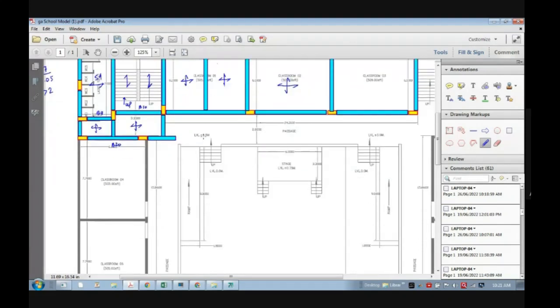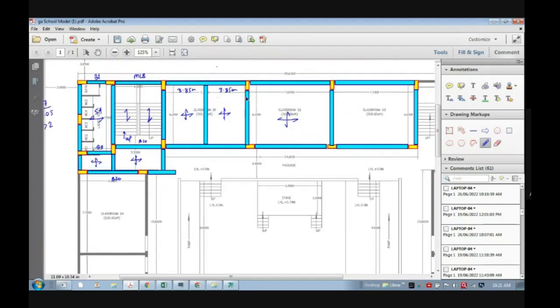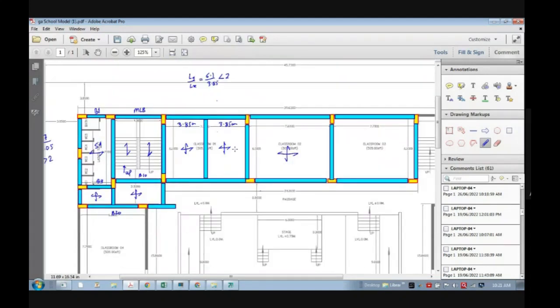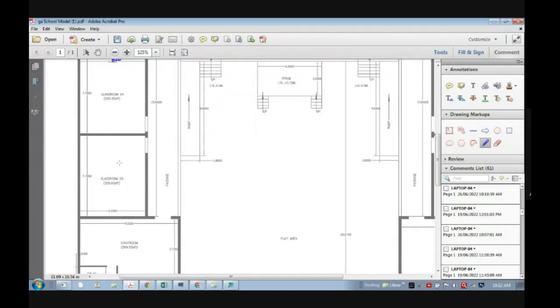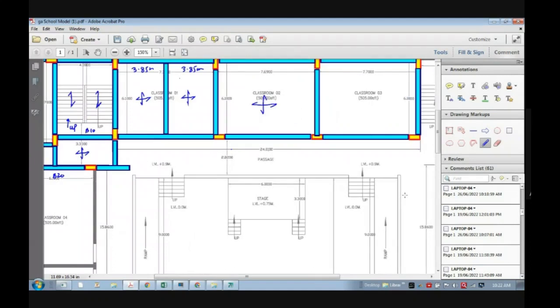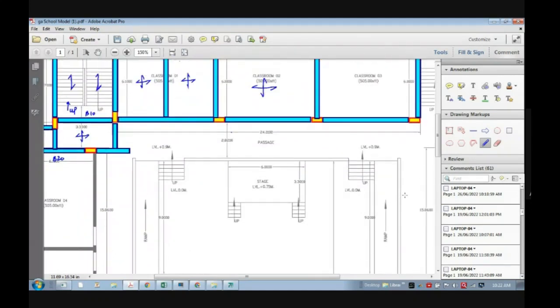So let's discuss the passage part now, so that this passage and classroom will be finished, because these classrooms are the same. So the framing which you have suggested here is applicable to the left side also. So there is no problem. Okay. Now let's quickly put the columns in the passage area. Where do you think columns should be placed in the passage area now?